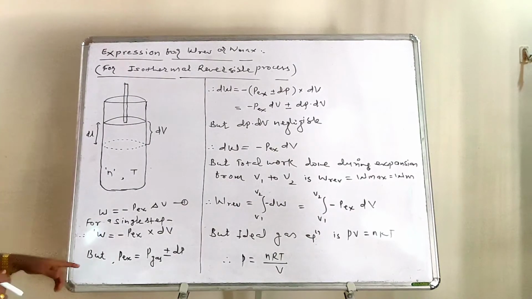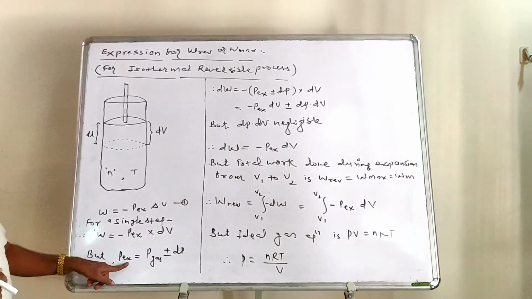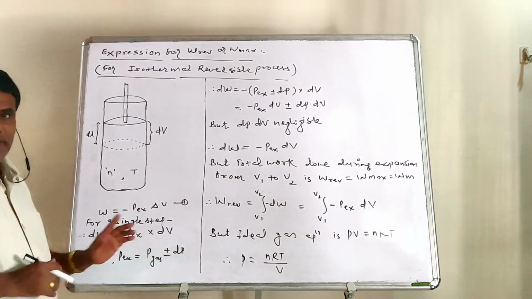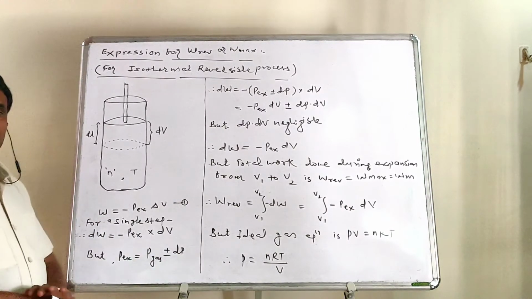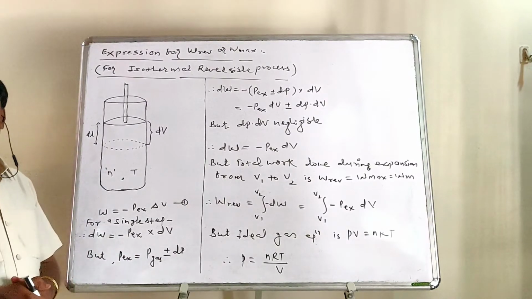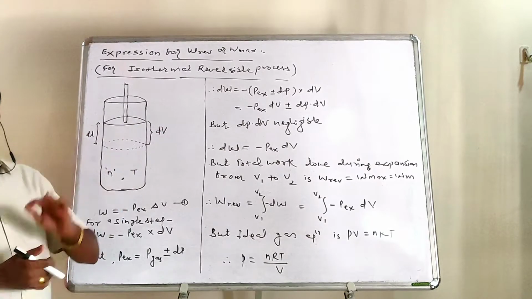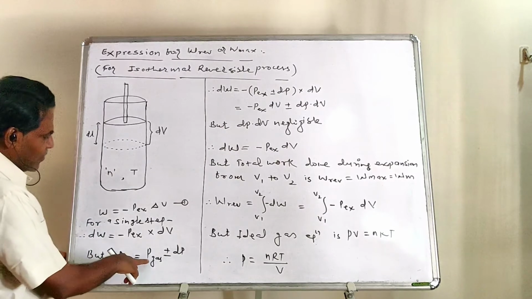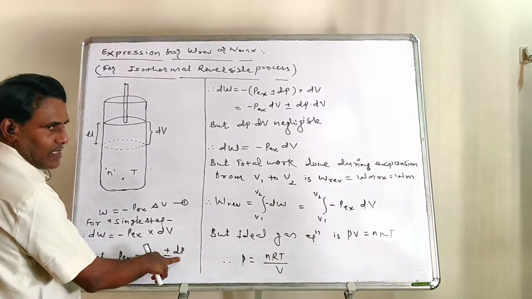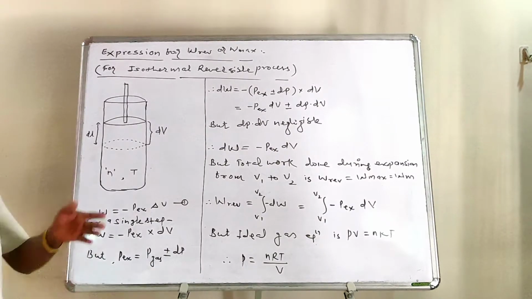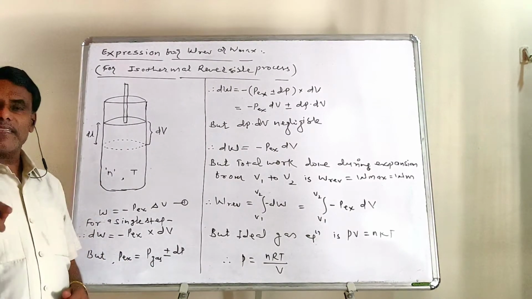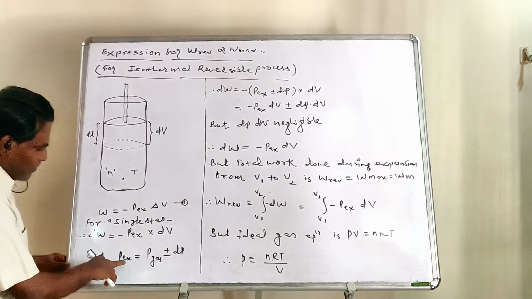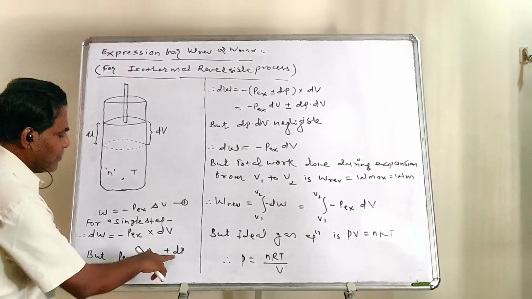Now, external pressure P external will be equal to pressure of the gas plus minus dP. Now, why do we consider plus minus dP? See, if gas undergoes expansion reversibly, then external pressure should be infinitesimally smaller than pressure of the gas. So P external will be equal to pressure of gas minus dP for expansion. If gas undergoes compression, then external pressure will be infinitesimally greater than pressure of the gas, and for compression P external will be equal to pressure of gas plus dP.